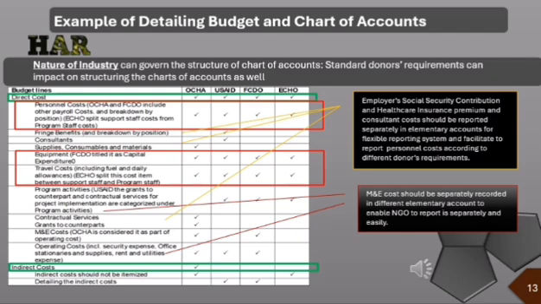The example of customized financial reports: reporting employers' social security contribution, healthcare insurance premium, and consultant costs separately, and posting such costs in elementary accounts, enables the account to have a flexible reporting system, and facilitates reporting personnel costs according to different donors' requirements. Another example is M&E cost. It should be separately recorded in a different elementary account to enable the NGO to report it separately and easily. The table displayed on this screen shows the differences and similarities of different donors' requirements.